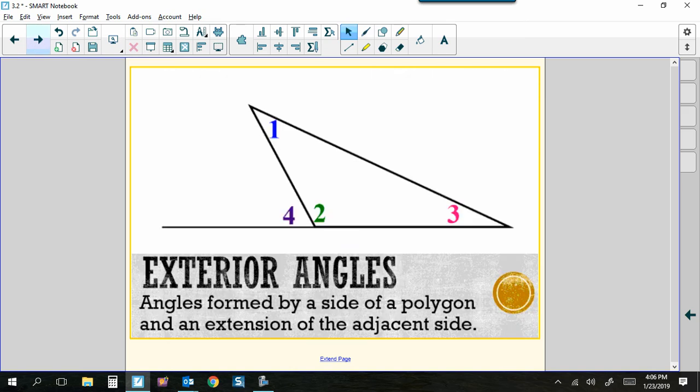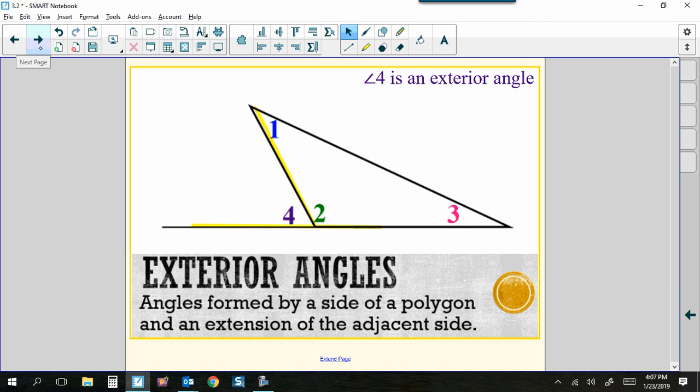All right, moving on, go ahead and turn your page over. Exterior angles, this is just a review from Unit 1. Exterior angles are angles formed by a side of a polygon and an extension of an adjacent side. So if you look here, we have this side of our triangle, and then we have the bottom, which we have extended out past the vertex, and what that does is it creates angle 4. So we can say that angle 4 is an exterior angle to this triangle.